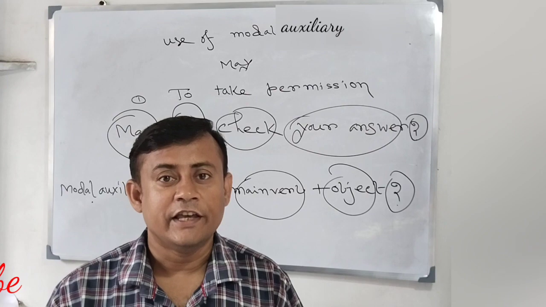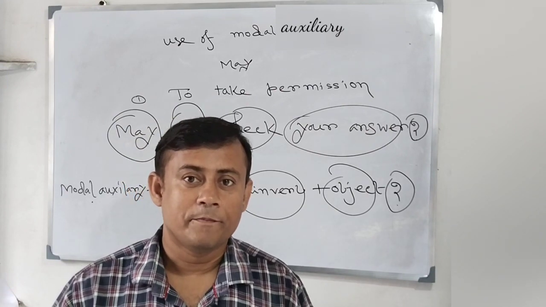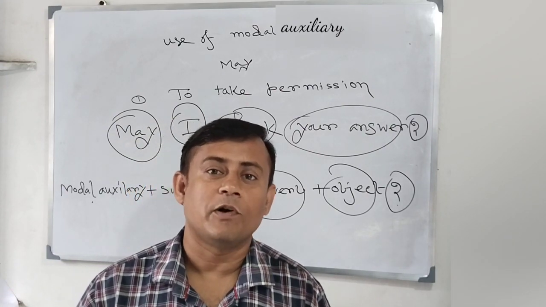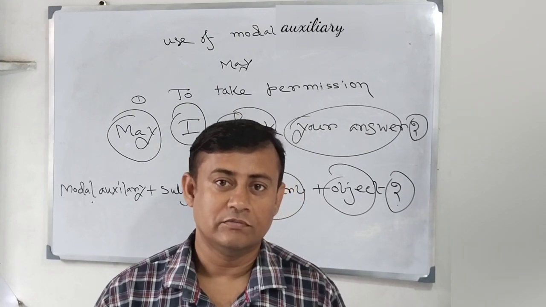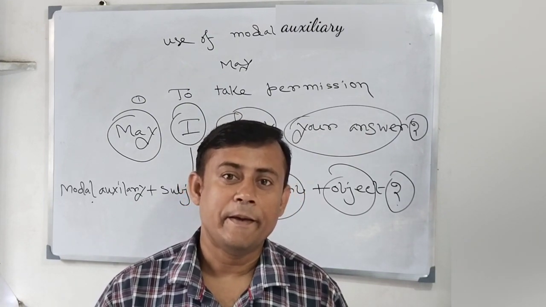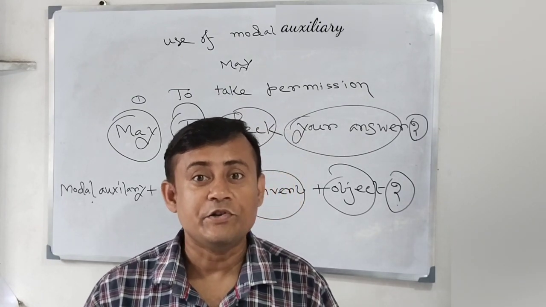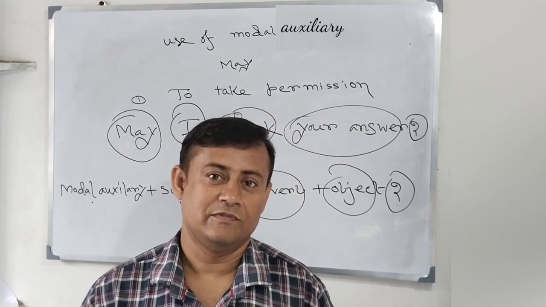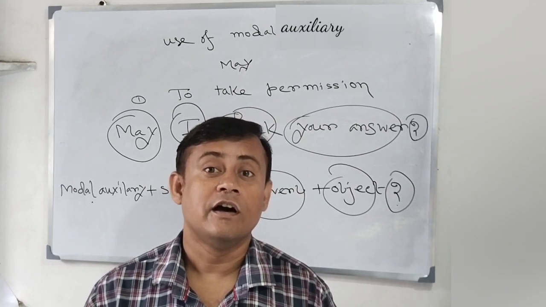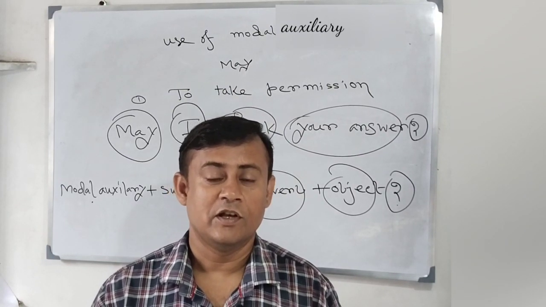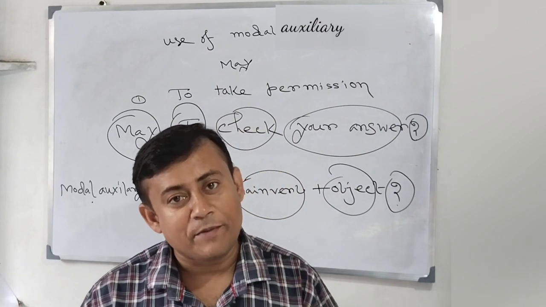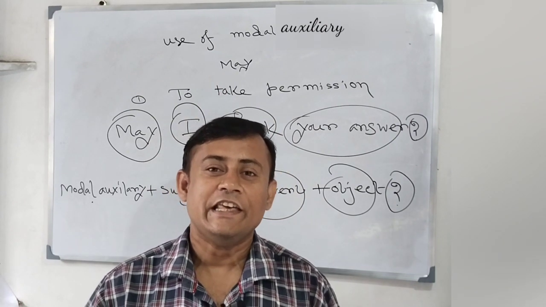How to do that? Suppose somebody asks for permission from you, saying, may I go with you? And you don't want to give permission to him. What will you say? No, you may not. That means, no, you may not go with me. So you can also give permission and deny permission using this modal auxiliary may.